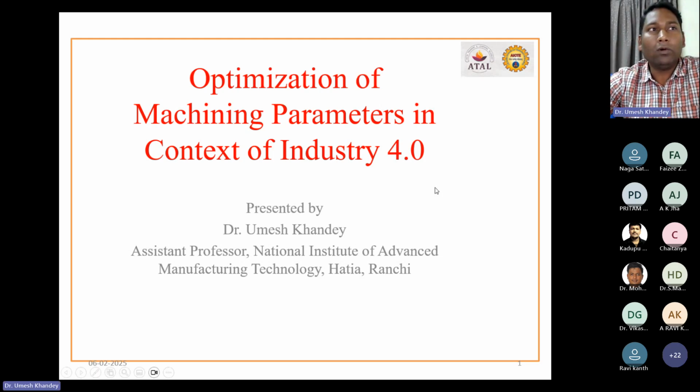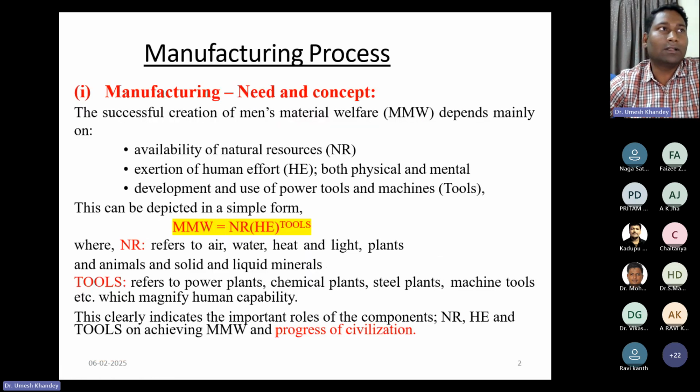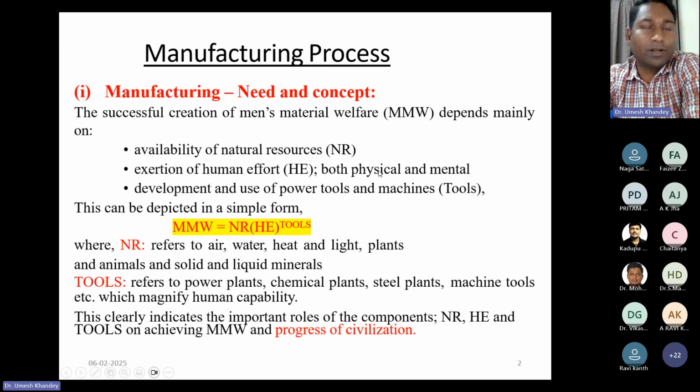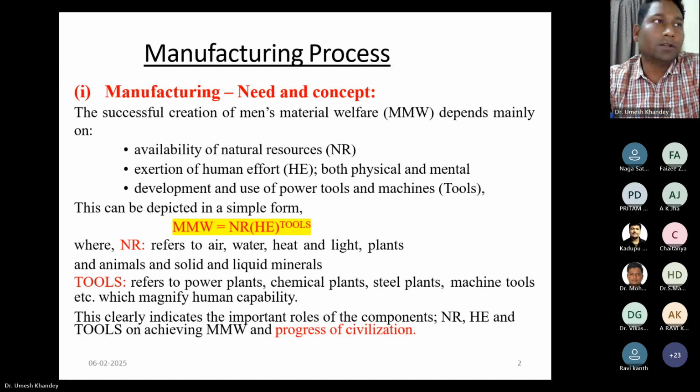If we go with the introduction or concept related to manufacturing, which in some books or by some authors is also mentioned as production, what is it? Generally, it is the conversion of raw material into a usable form. So why do we need this manufacturing, and what is the concept behind it?